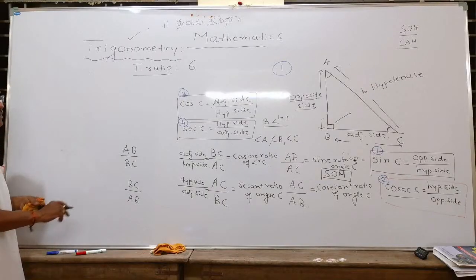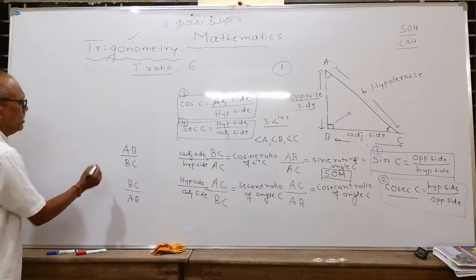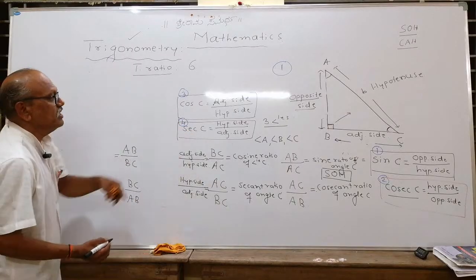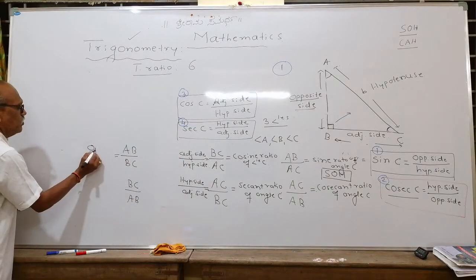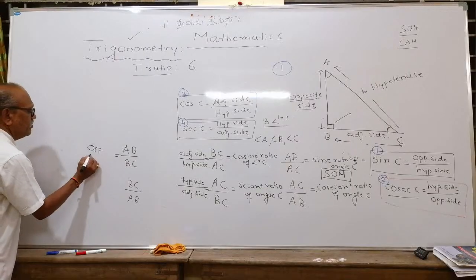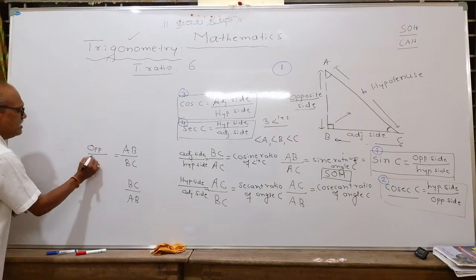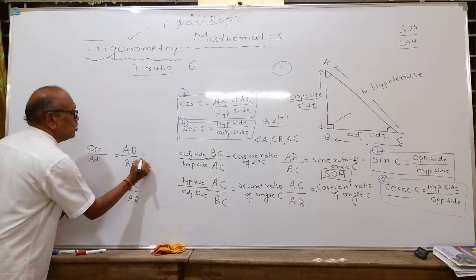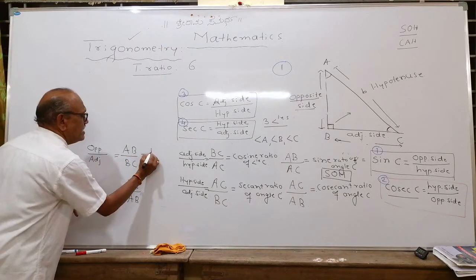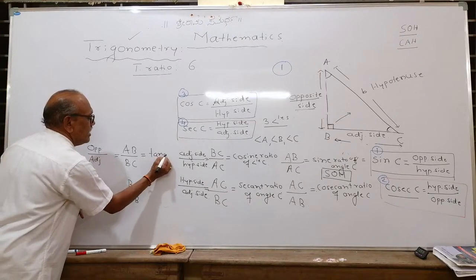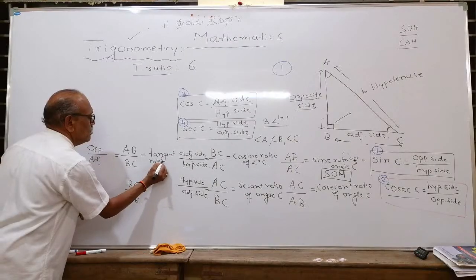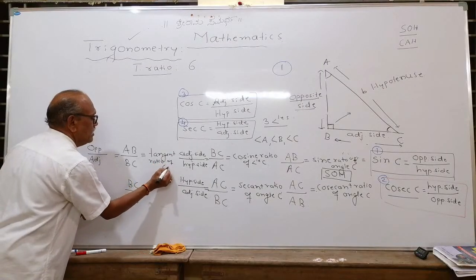What is AB upon AC? You can observe in the figure and tell me. I will go to the left side. AB upon AC is opposite side divided by adjacent side. We call this ratio the tangent ratio of angle C.